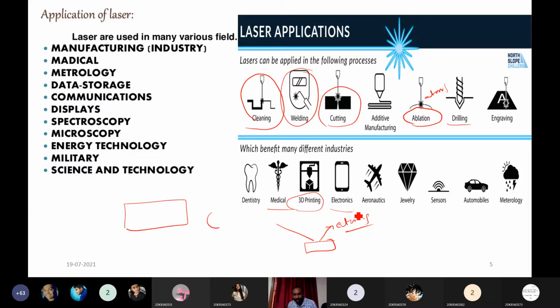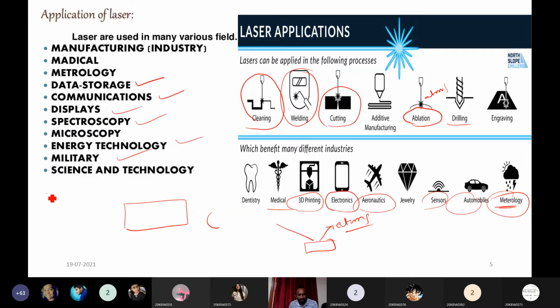And electronics also, mobiles and laptops and TVs, aeronautics also, aeroplanes and sensors, automobiles, and meteorology. Using lasers you can predict when you will get rainfall, when you will get sunlight, what the sunlight temperature is, like that. And also data storage and communication systems, displays, spectroscopy, energy technologies, and military applications.